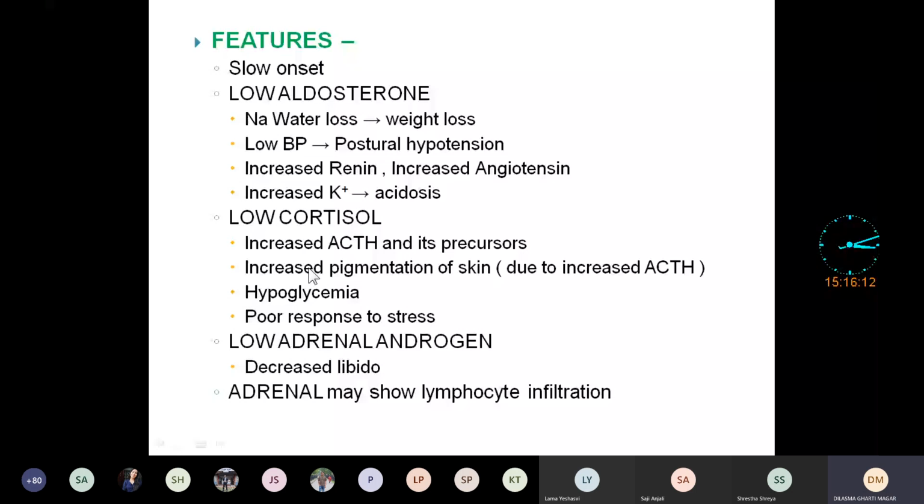And low cortisol will lead to hypoglycemia, and there will be a poor response to stress. And in case of low adrenal androgen, there will be decreased libido, and even the adrenal gland may show lymphocytic infiltration.